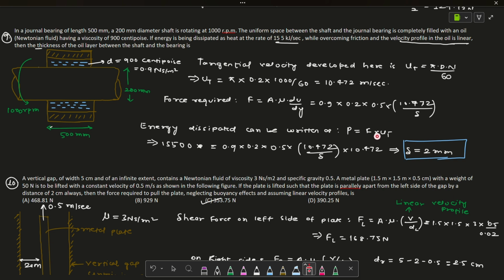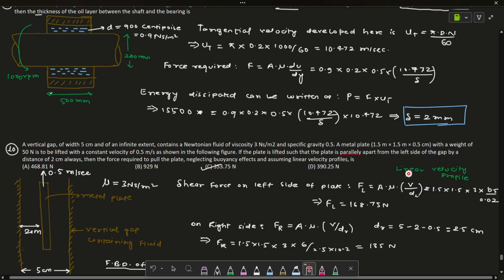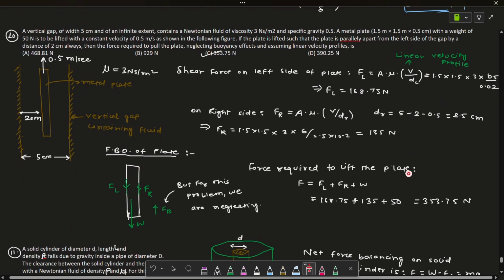Okay, so the energy dissipated can be found out as force into velocity, right? The unit of this will be in kilojoule per second. So the kilojoule I have converted into joule per second, so it's coming as 15500, and I have computed with force and multiplied by 10.472, that is the tangential velocity. Now I have found the fluid length, and that is coming as delta is equal to 2 millimeter. So I hope this question is also clear to you.